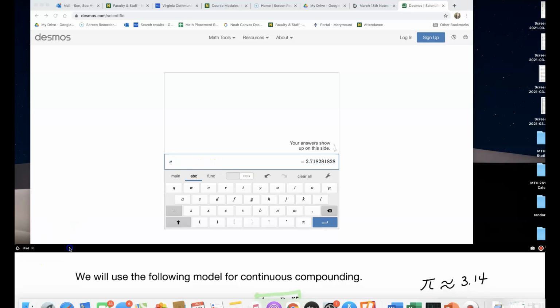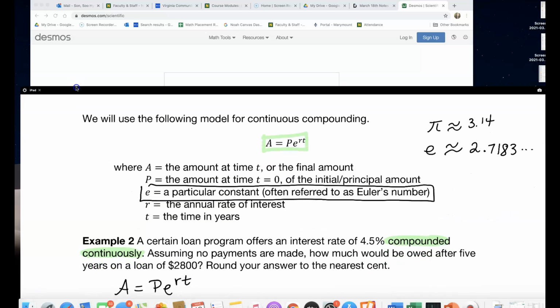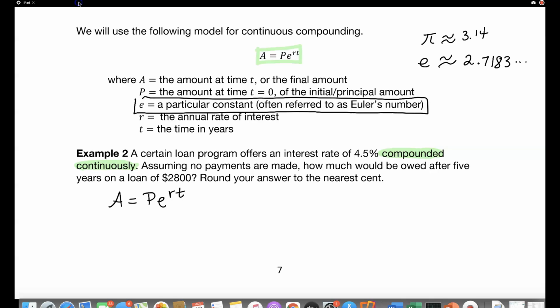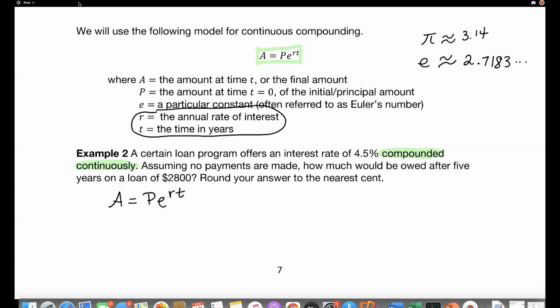This is often referred to as Euler's number. But that's just a number that our calculator has, so we will use that as the base. We're going to raise that E to a product of R times T. R is the interest rate, your annual rate of interest, and T is the time in years. So this is just a function with a whole bunch of inputs.